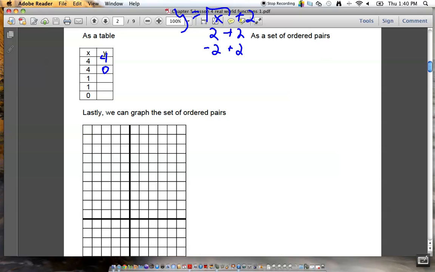Now, let's plug in a 1. What's the square root of 1? Come on now, what number times itself is 1? 1. And then 1 plus 2 is 3. But it could also be negative 1 plus 2, which is 1. Now, next up, square root of 0 is 0, 0 plus 2 is 2. So I could get 0, 2, and then I get this, and then I get this. And here's my graph.